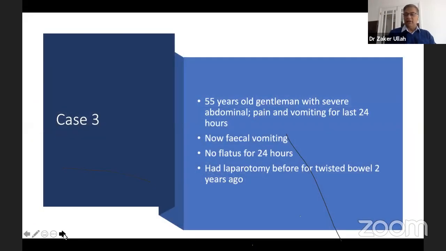Now, who is the next volunteer? Quickly. I've got a few cases quickly to see, and Farid and Nafisa will tell me when to stop. Okay, I'll continue otherwise. Who is volunteering now? You carry on, Zakir bhai.